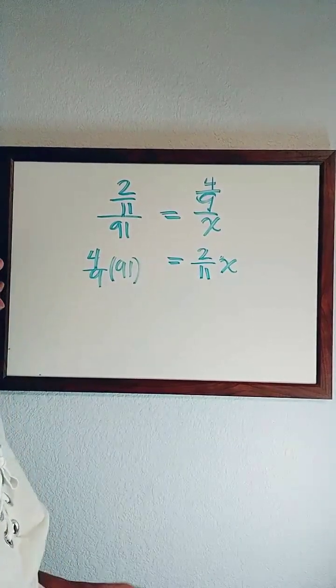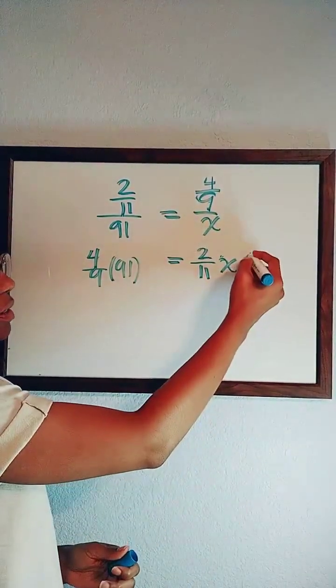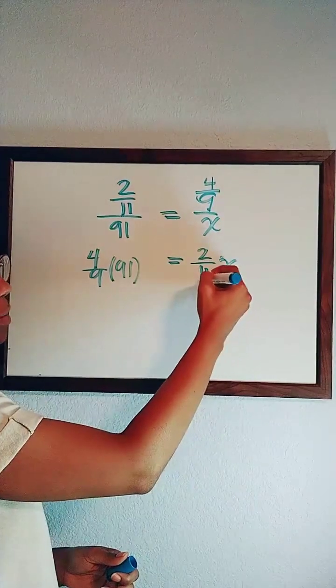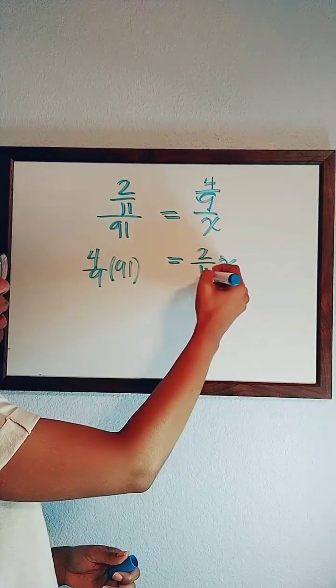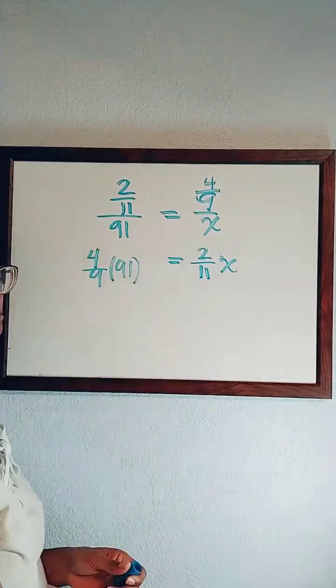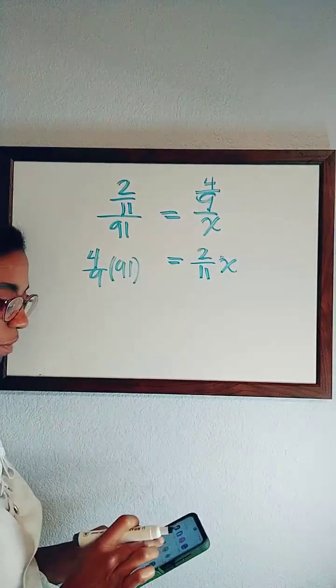So, for this one, we're just going to multiply both sides by 11 since x is being divided by 11. Well, first we're going to do this, so it'll be 4 ninths times 91.